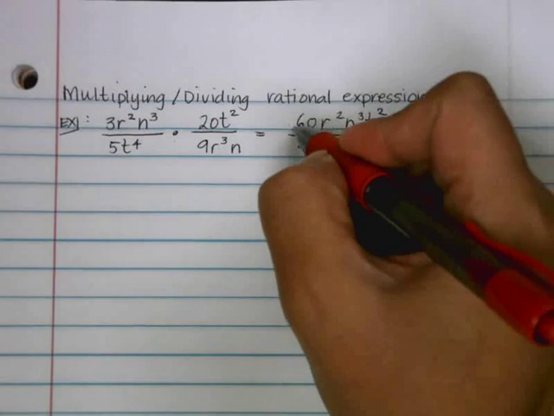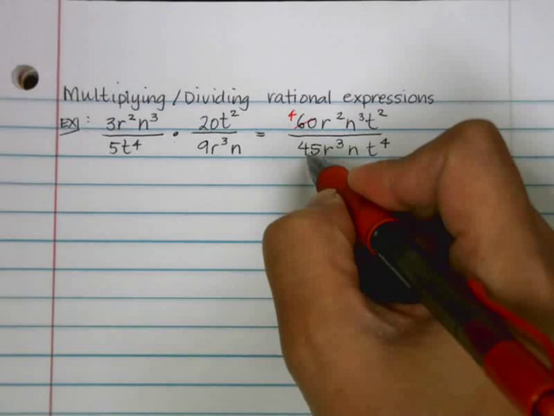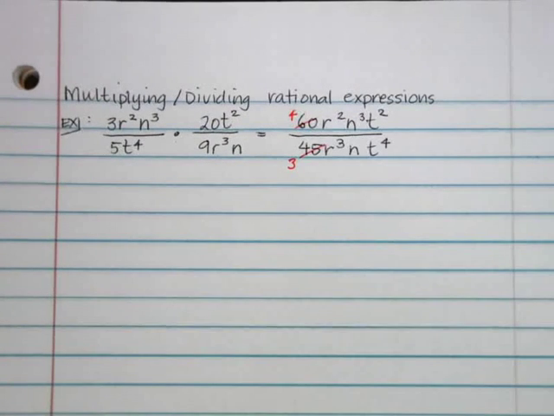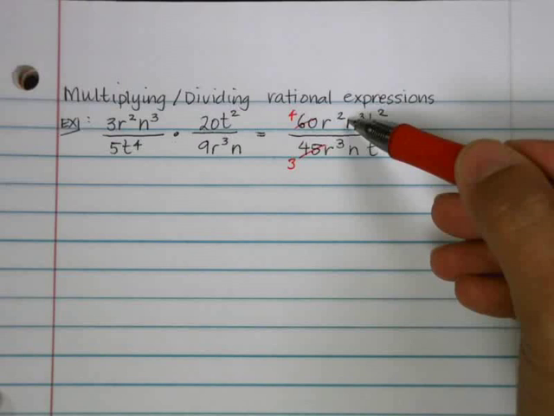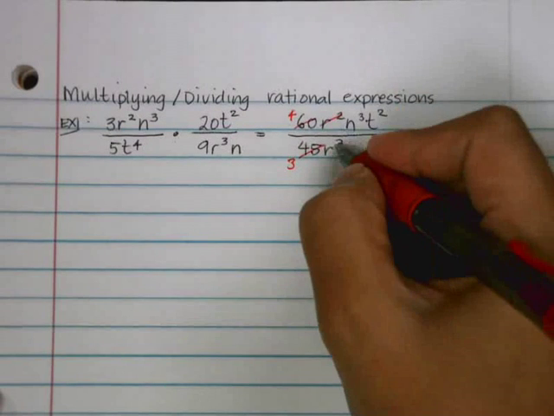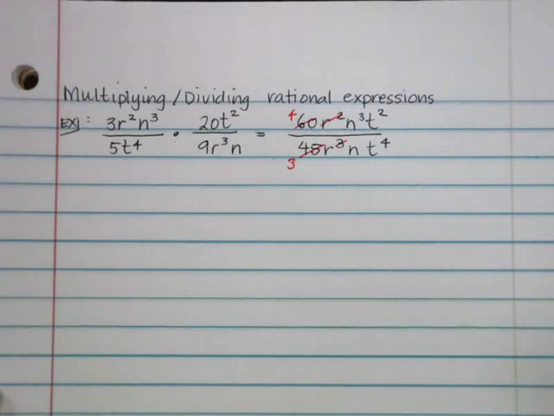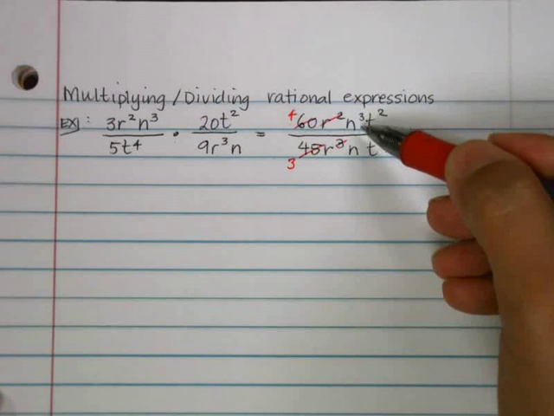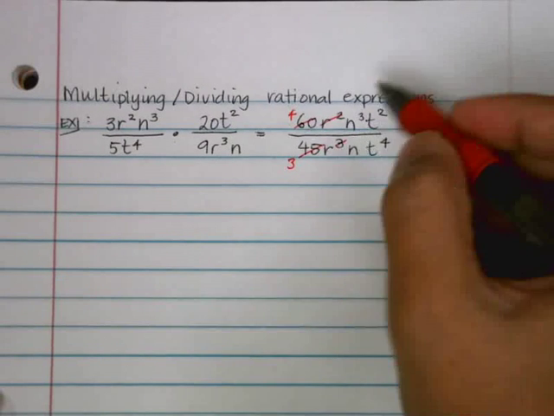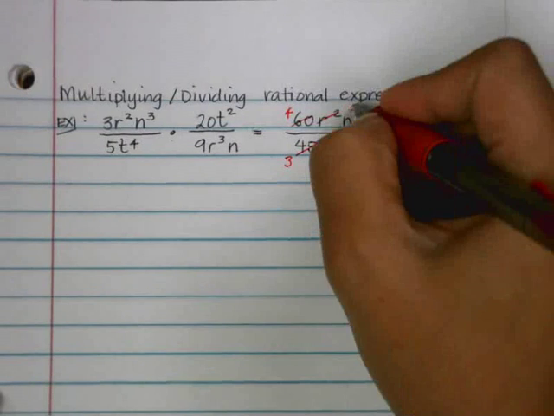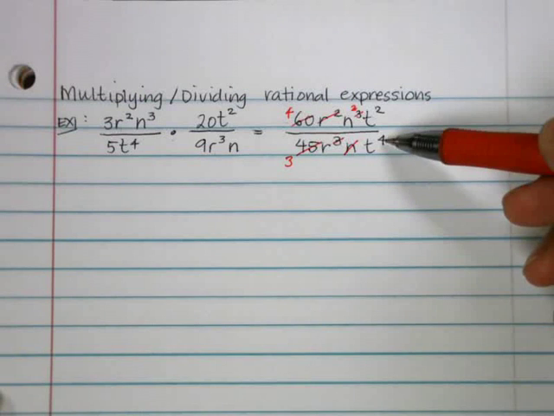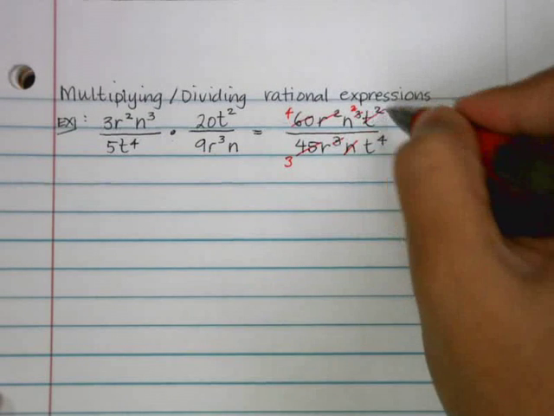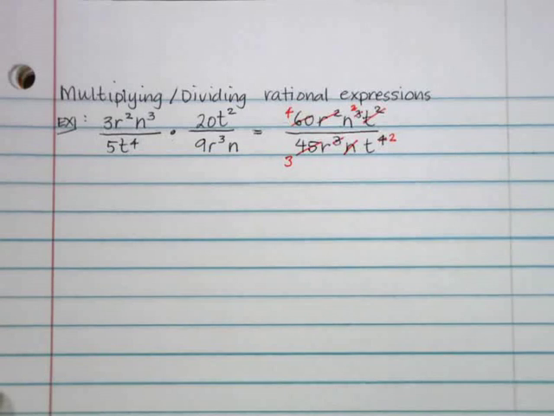So 60 divided by 15 is a 4. 45 divided by 15 is a 3. So that simplifies to 4 over 3. R squared and r to the third: 2 minus 3 is negative 1, but that negative 1 is on the numerator. So when you cancel that out, you're left with r to the first power in the denominator. And then n to the third divided by n: 3 minus 1 is n squared right here on the numerator. And then t squared divided by t to the fourth, you would have t squared in the denominator. So this cancels out, that would be t squared.